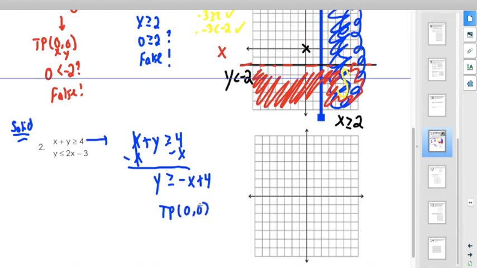So my test point of 0, 0, which is x and y. So 0 is going in for y here. So is 0 greater than or equal to, 0 is going in for x, so that's just going to be 0. So is 0 greater than or equal to 4? No, it's not. 0 is not greater than or equal to 4. I want to put an x where my test point is.